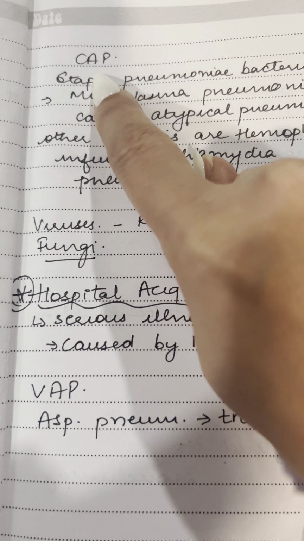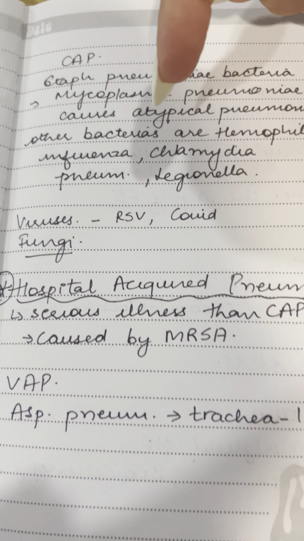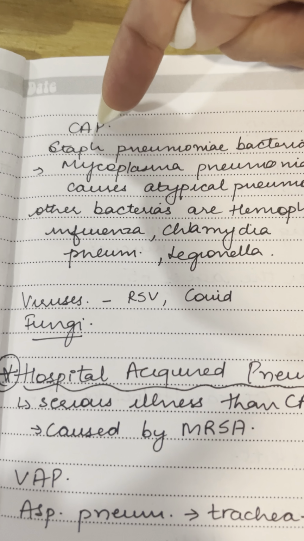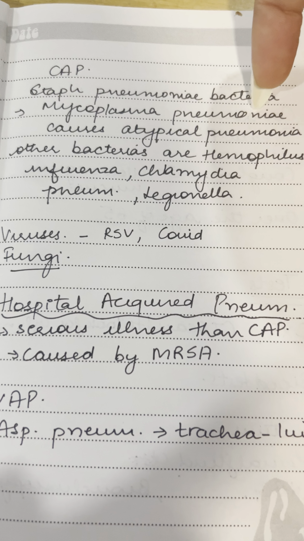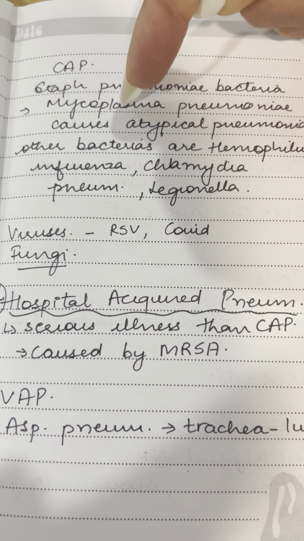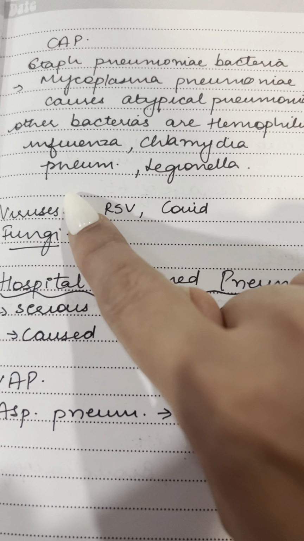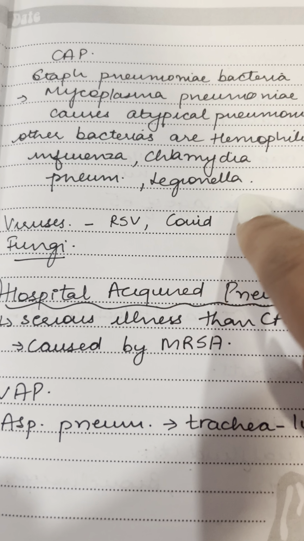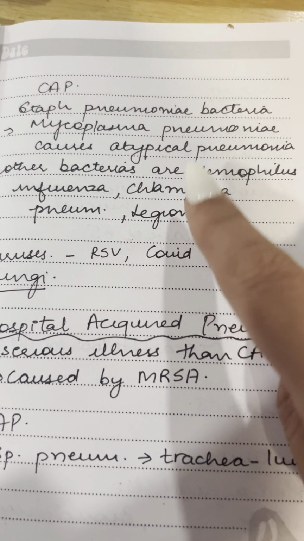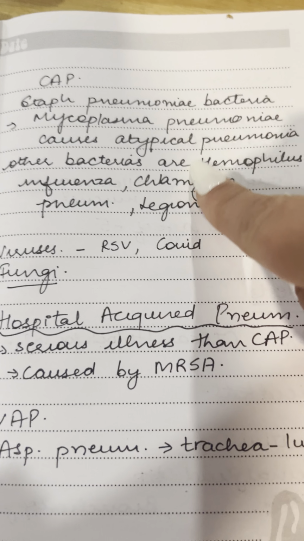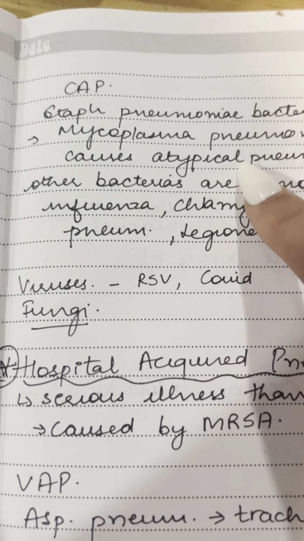Next comes the kind of pneumonia. The first one is community-acquired pneumonia. It is mostly caused by staph pneumonia bacteria, or it could be caused by mycoplasma pneumonia. It could be caused by other bacteria like Haemophilus influenzae, Chlamydia pneumoniae, or Legionella. You would be seeing that all the providers would be testing these bacteria when the patient comes in with the flu-like symptoms to find out what kind of bacteria is causing the pneumonia.